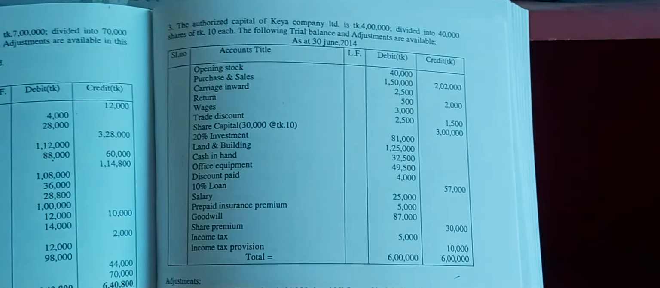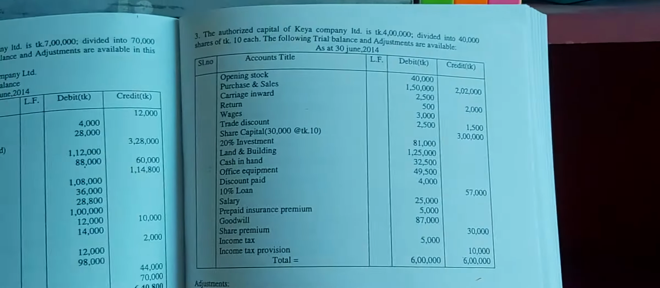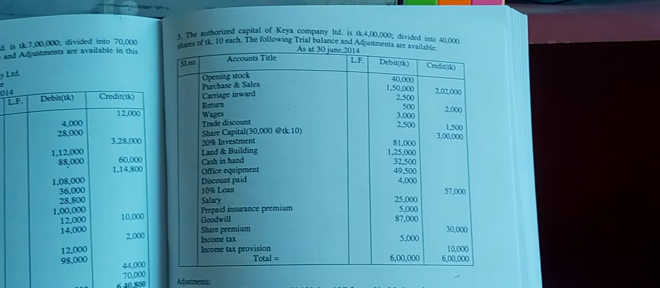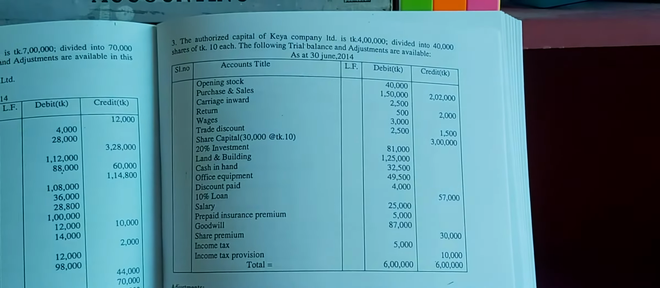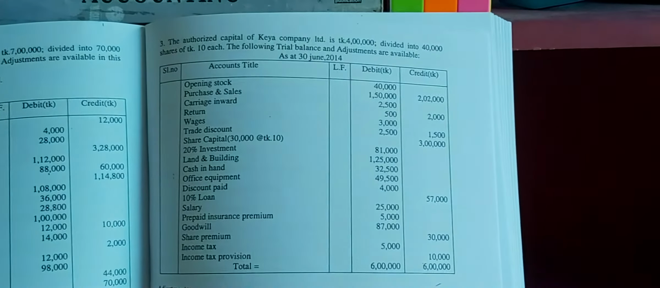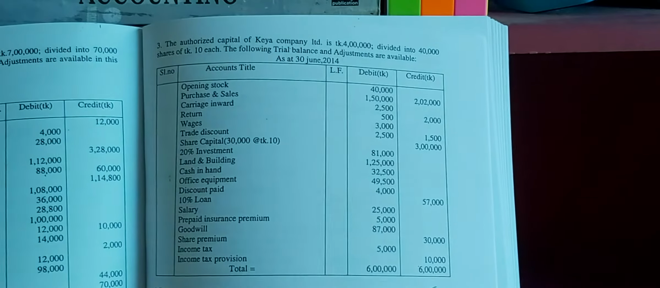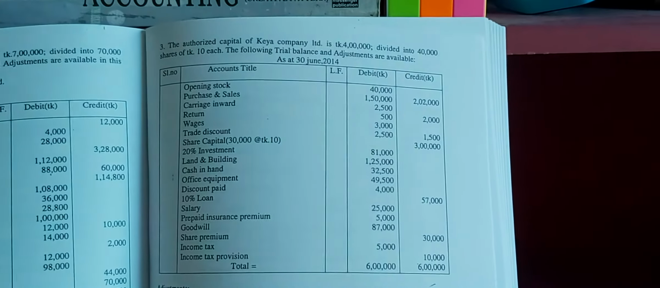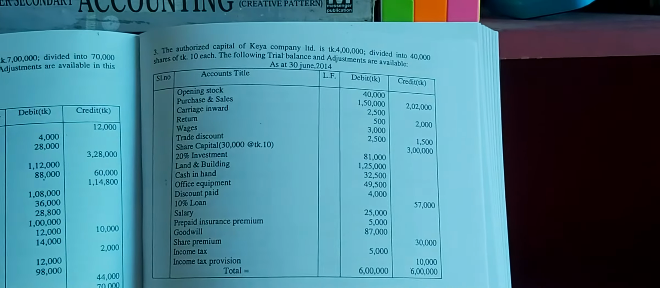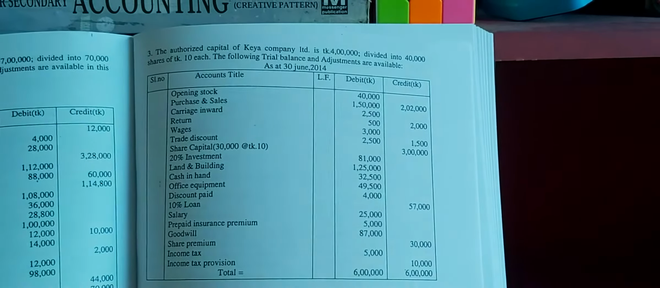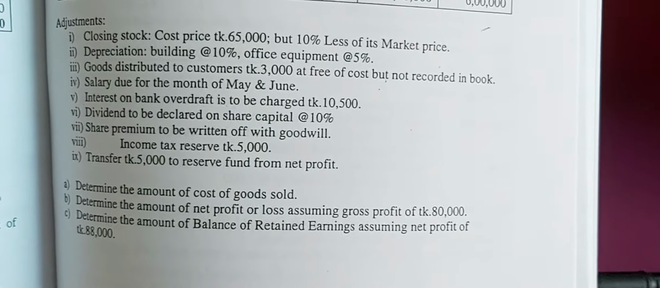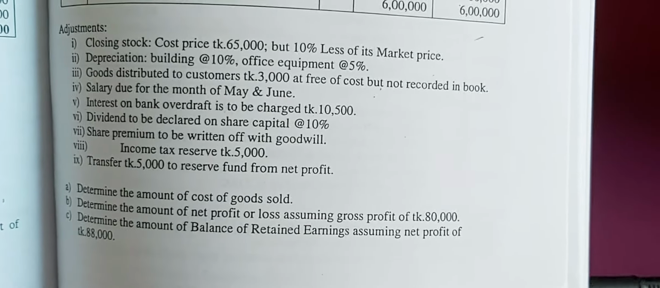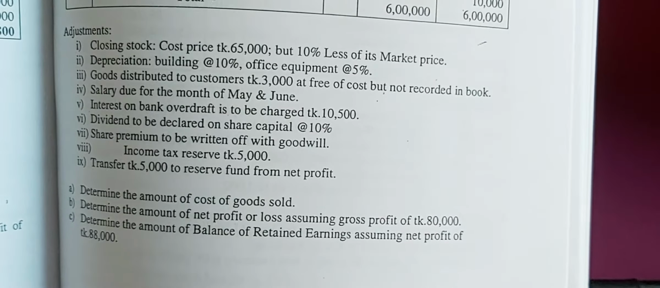Share premium is part of reserve and surplus in the financial position, part 2. Income tax in the trial balance is related to the retained earnings statement, the new statement for second paper. Income tax provision is also related to the retained earnings statement. Dear students, you can read the adjustments.